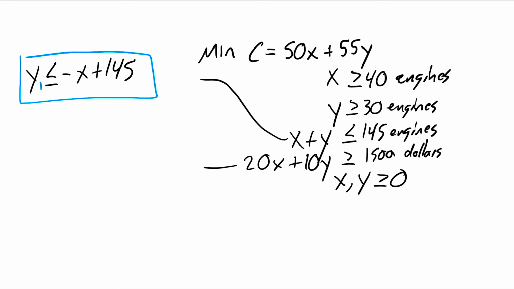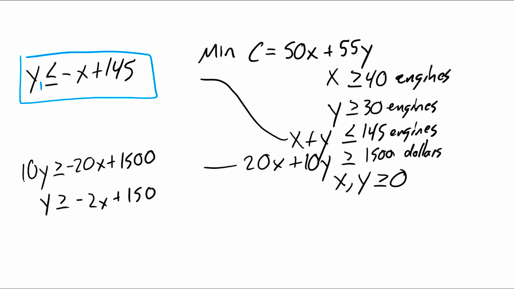We've then got 20x plus 10y greater than or equal to 1500. So we will subtract 20x from both sides. So that's going to give us 10y greater than or equal to negative 20x plus 1500. And then we'll divide both sides by 10. That's going to give us y is greater than or equal to negative 2x plus 150. Call that one y2. We'll make that one green.